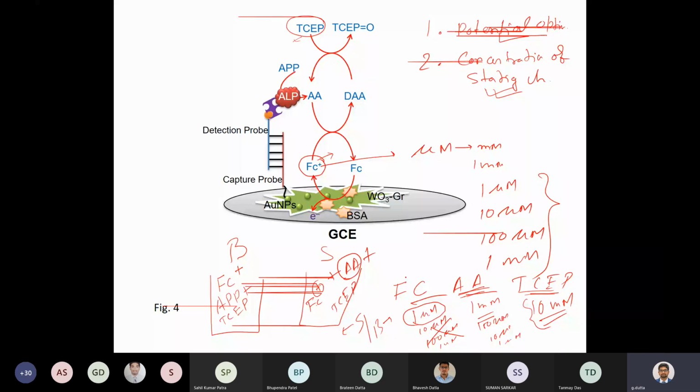So your FC concentration is fixed, TSEP concentration is fixed, changing the AA concentration. Say you found 100 micromolar is the best one. So now you choose 100 micromolar as the highest one. This way, fix one, fix two, and change the other one. This way you have to optimize which concentration is the best. And always keep in mind, in this kind of ECC redox cycling case, the reducing reagent concentration should be very high.